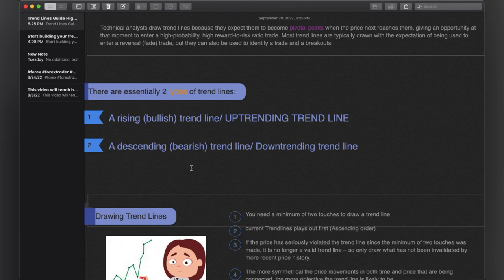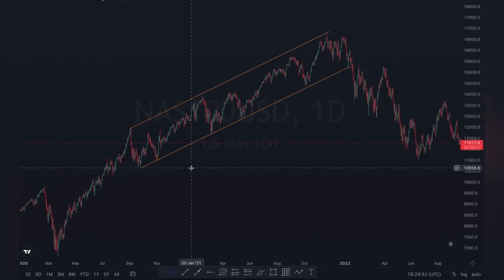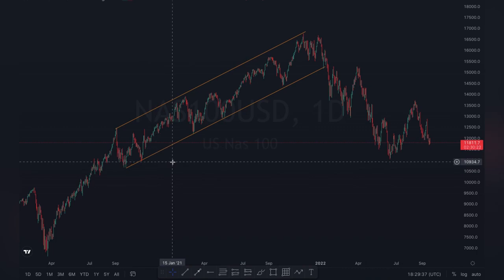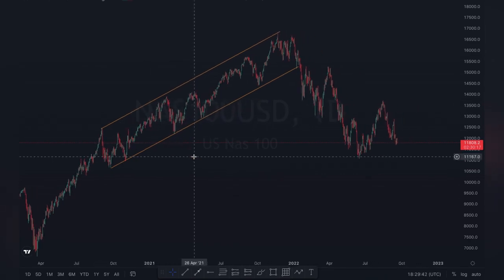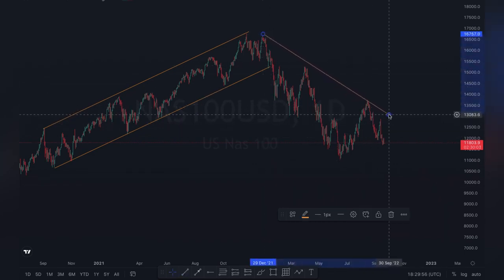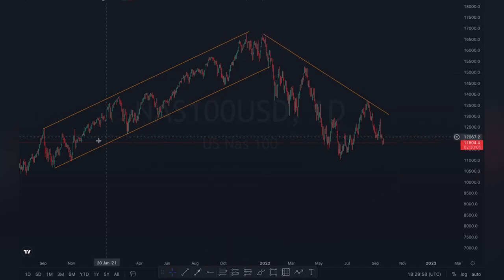So there are essentially two types of trend lines: a bullish trend line or a bearish trend line, which is an uptrend and a downtrend. Let's go through that here. You guys know when the market is bullish, it creates higher highs and higher lows. So these are bullish trend lines because they are ascending, they are going up. Then a bearish trend line connects highs to lower highs to lower highs, and lows to lower lows. So this is a bearish trend line, going from up to down, and this one is from down to up.